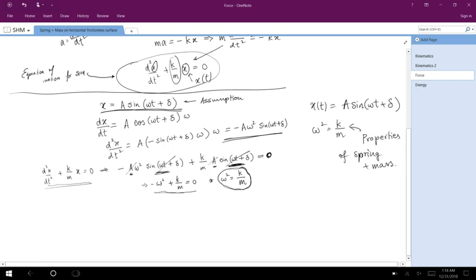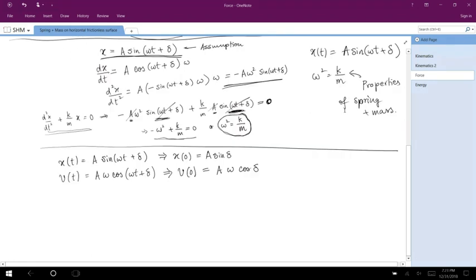constants in this problem. Now that we have found the position as a function of time and velocity as a function of time, we can go one step further and we can use these equations to determine A and delta. So far, A and delta are two unknown quantities in this problem. But notice that in our position as a function of time, if we put t equals 0, then we find that x at time t equals 0 is equal to A sine delta.